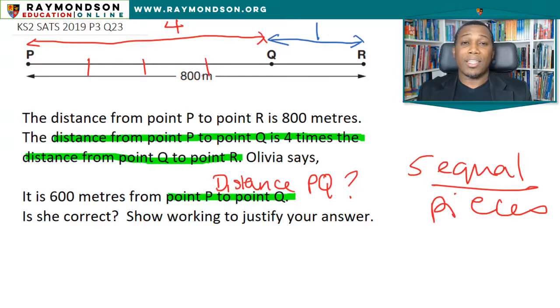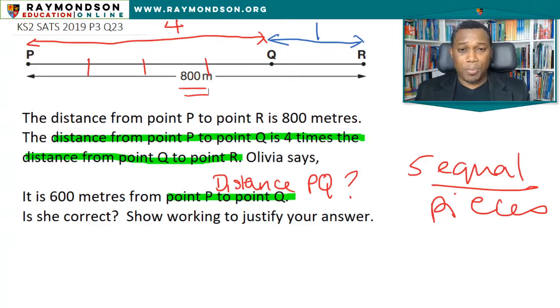So if the length of the line is 800 meters, and it's cut into 5 equal pieces, PQ is worth 4 of those 5 pieces. I think I've said enough there. It should be a game over situation now. You want to know, what's the length of one piece? And then you multiply that by 4 to get the length of PQ. So how do I cut 800 meters into 5 equal pieces? How do I do that?